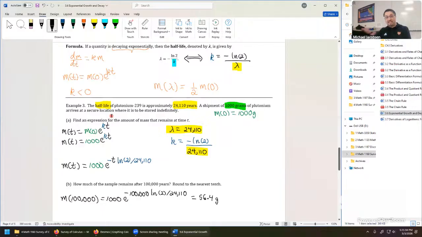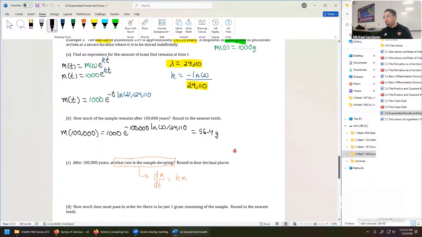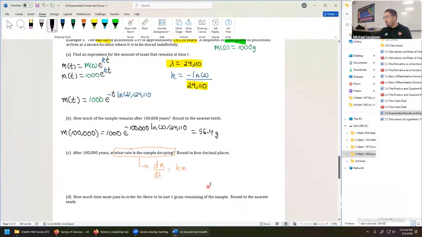Who knows what's going to happen to that secure location? 100,000 years is a long time. Anything could happen. Maybe geologically, there could have been a volcano that emerged and wiped it out. But if it stayed secure, this is how much is left. Any questions at all, folks, on the evaluation part right there before the calculus part?